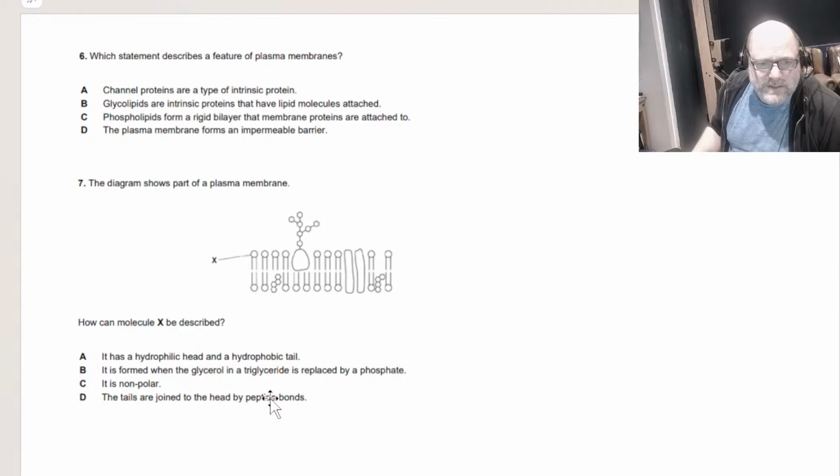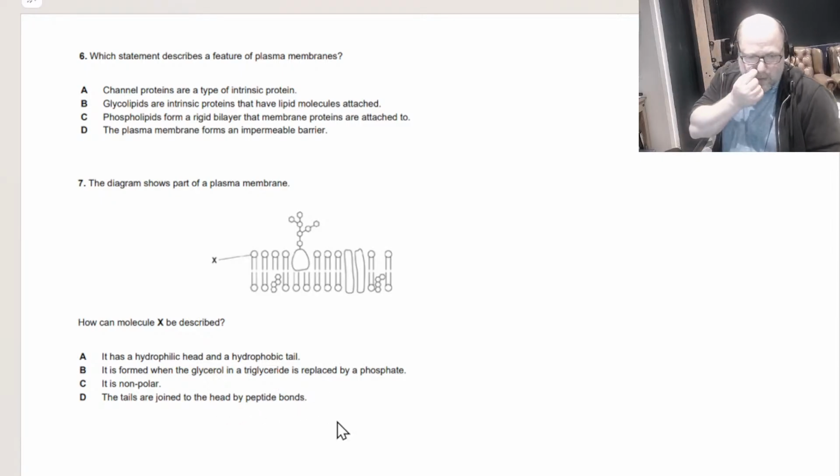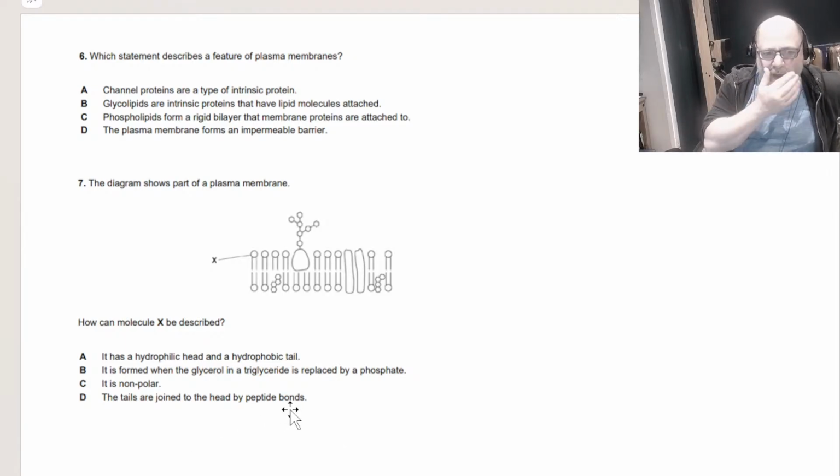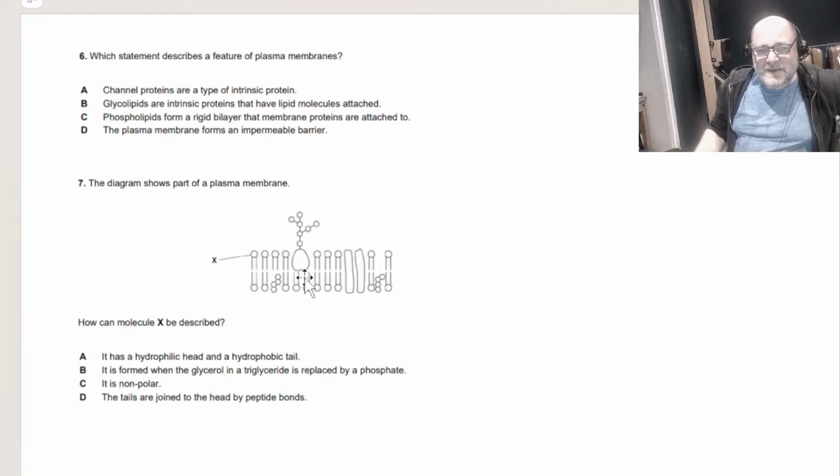The tails are joined to the head by peptide bonds. Both are A. Yeah. The peptide bonds, where do we find peptide bonds? We're not going to find them in the membrane. We're going to be dealing with ester bonds in the membrane, which join the glycerol to the fatty acid tails. Oh, sorry, you will find peptide bonds. You'll find them in the protein channels. You find them between the amino acids in the various proteins, but you won't find them in a phospholipid. Cool. He said something stupid there. Okay.